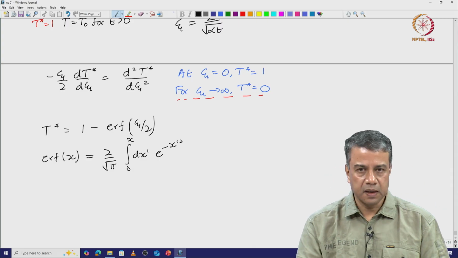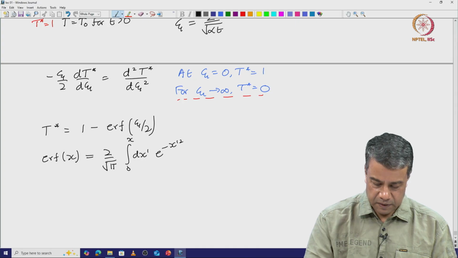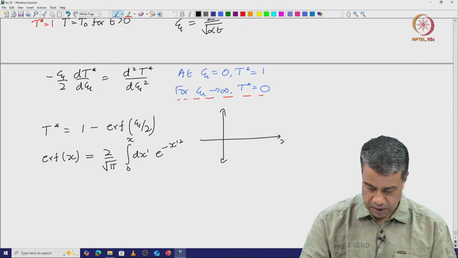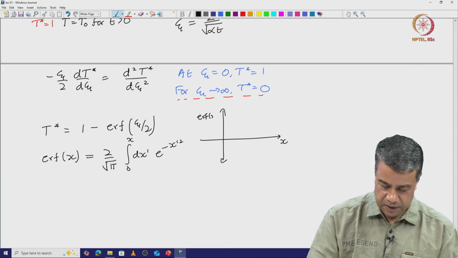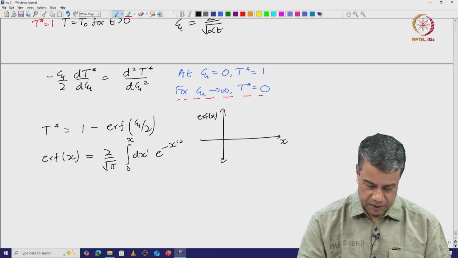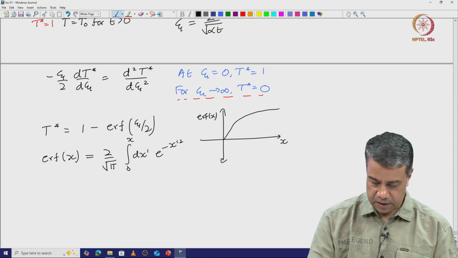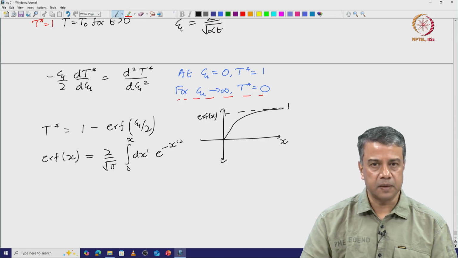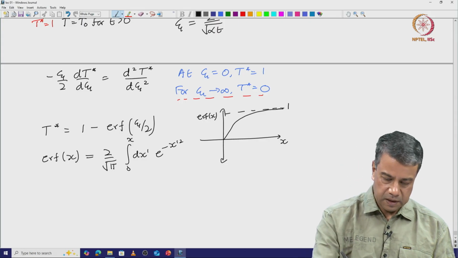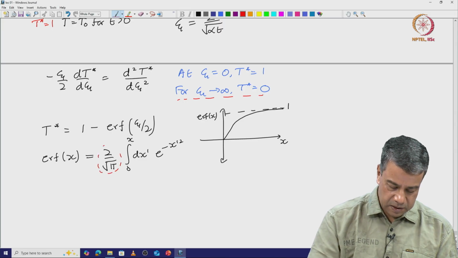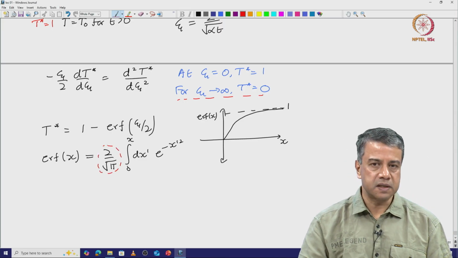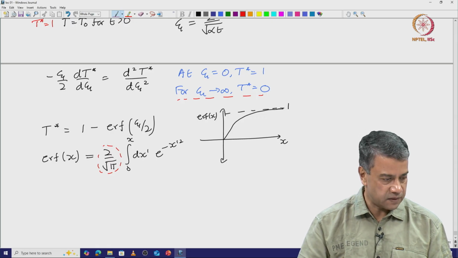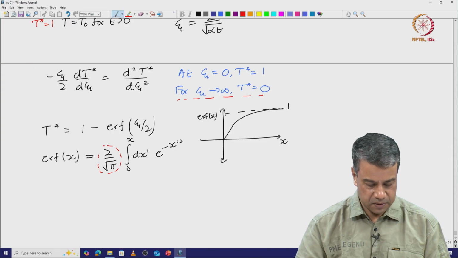If you plot the error function, x versus error function of x, you get something that increases and then reaches a constant. This constant value is equal to 1 in the limit as x goes to infinity. In fact, this coefficient 2 by root pi is present specifically so that the error function goes to 1 as x goes to infinity. So, this was the solution.